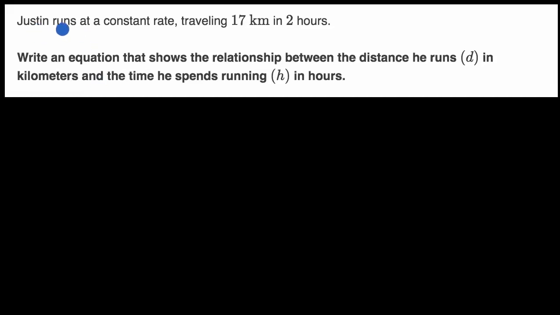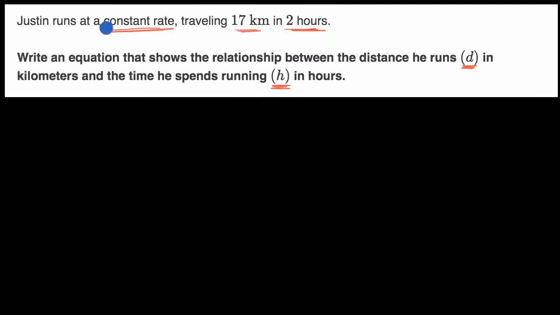We're told that Justin runs at a constant rate, traveling 17 kilometers in 2 hours. Write an equation that shows the relationship between the distance he runs, d, in kilometers and the time he spends running, h, in hours. So pause this video and see if you can work through that on your own before we do it together.